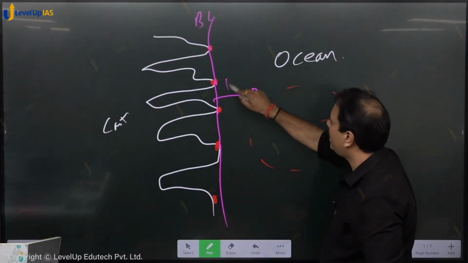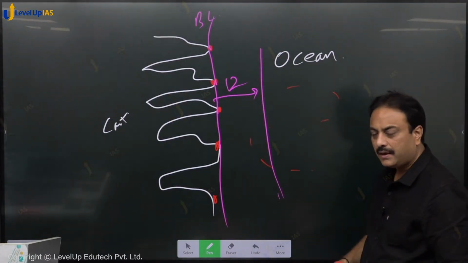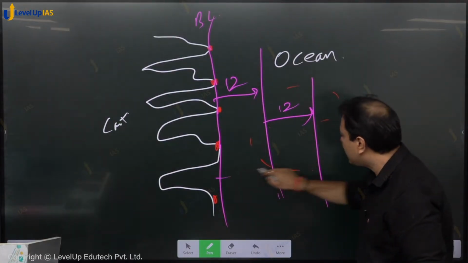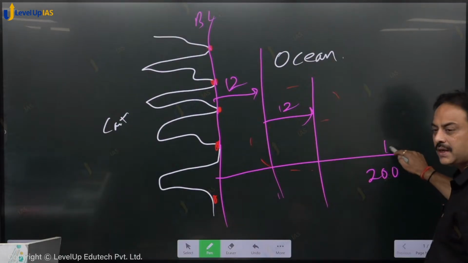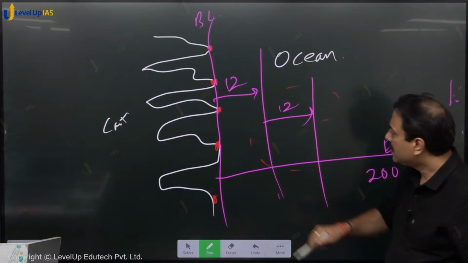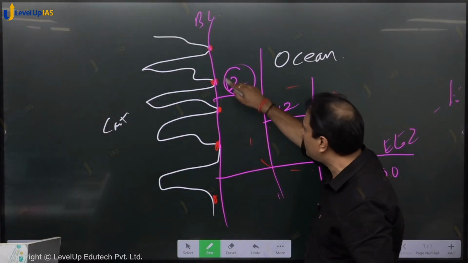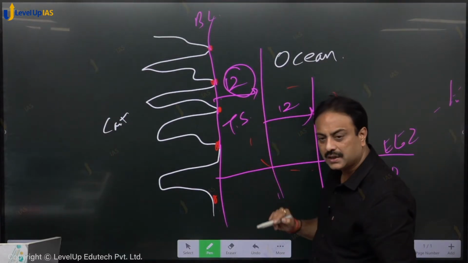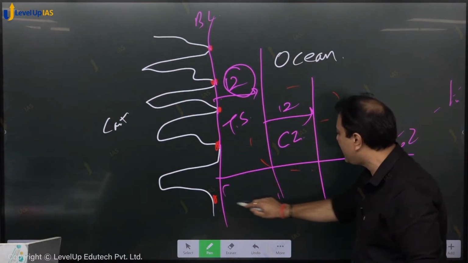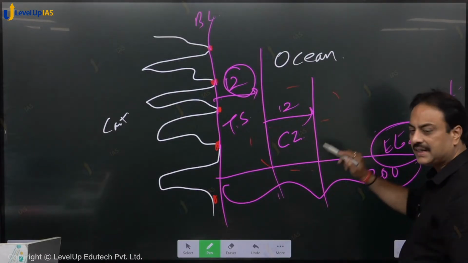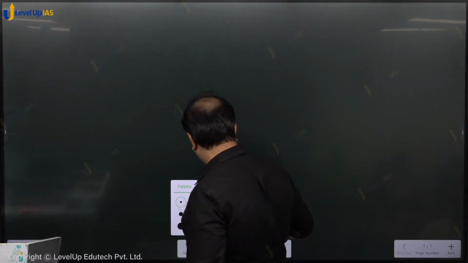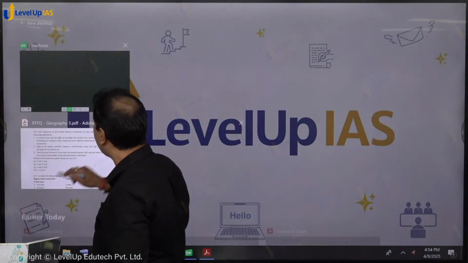From the baseline, 12 nautical miles is the territorial sea. Further 12 nautical miles is the contiguous zone. From the baseline, 200 nautical miles is the exclusive economic zone. After that, international waters. Right? So from the baseline 12 nautical miles is called the territorial sea. This is called the contiguous zone. From here to here is called the EEZ, exclusive economic zone. Clear? So what is the statement talking about?